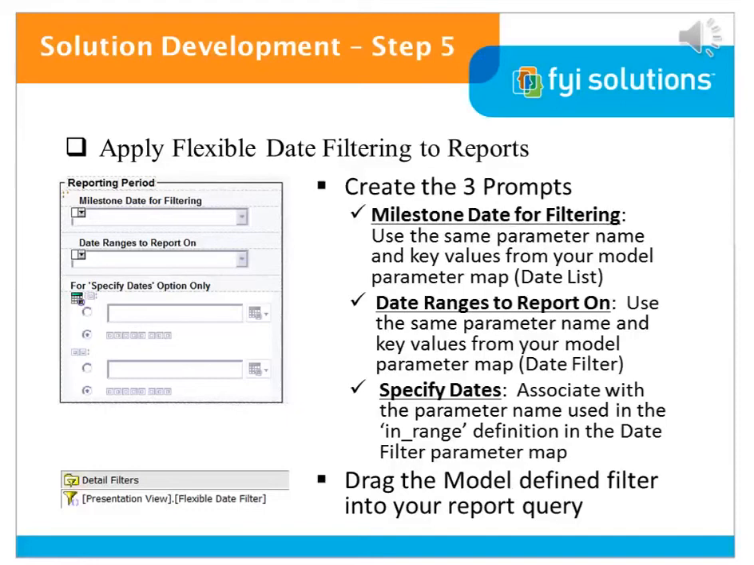Now the third one is where the specified dates go. This is only used when the date ranges to report on option is the specified dates option, where then the users can select the dates from this prompt, and that gets passed as part of it and builds the filter. Now, the second step is to just drag the filter that we defined in our model into the report query.